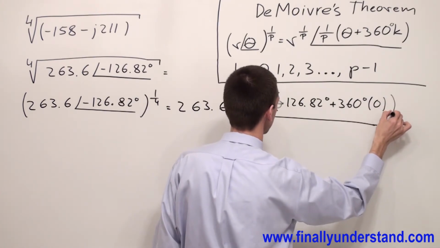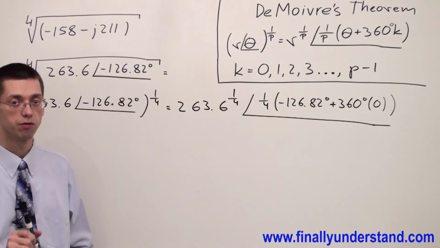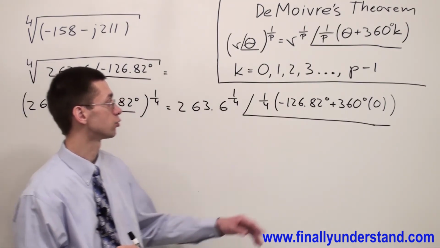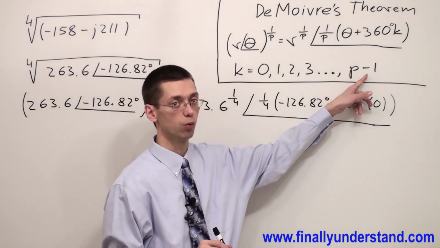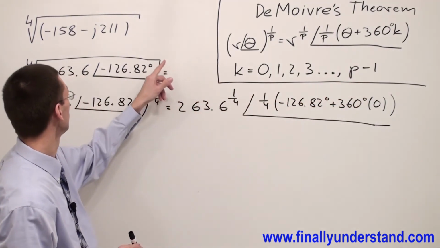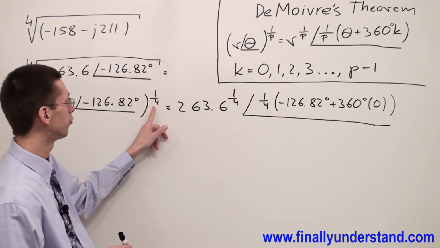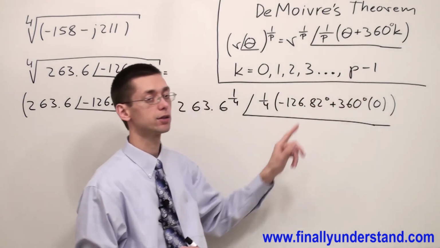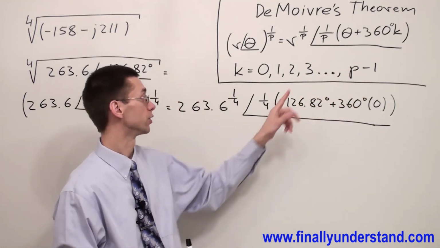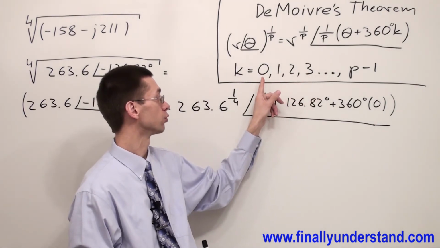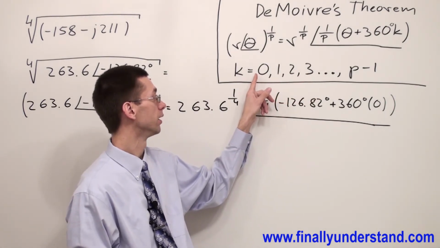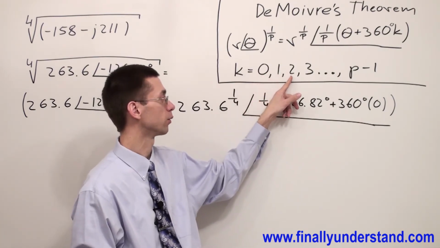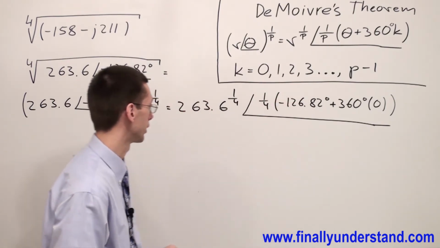Let me remind you, the maximum value of k, which we are going to use, you can find by subtracting 1 from P. Okay? The P is equal 4. 4 minus 1 gives me 3. So the highest value of k which I'm going to use is 3. It means I'm going to have 4 roots. First one I'm going to find by using k equals 0. After that I'm going to use k equal 1, k equal 2, and k equals 3.